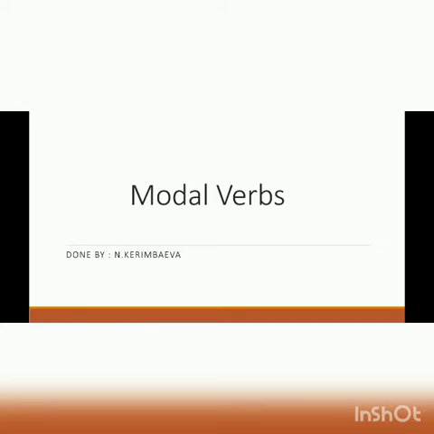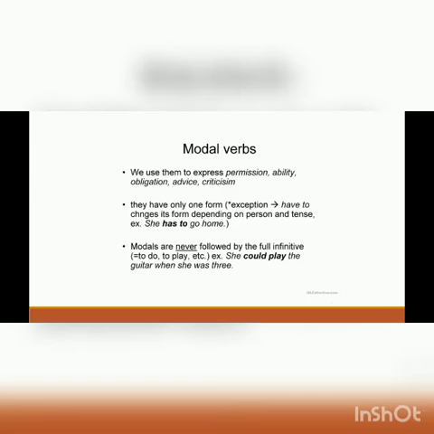So, how do we use modal verbs and when do we use them? We use modal verbs to express permission, ability, obligation, advice, criticism. They have only one form, exception, have to, which changes its form depending on person and tense. For example, she has to go home. Modals are never followed by the full infinitive: to do, to play, etc.